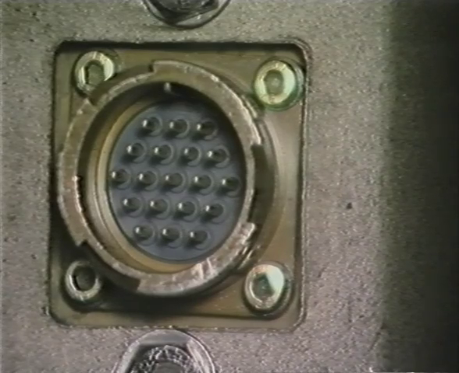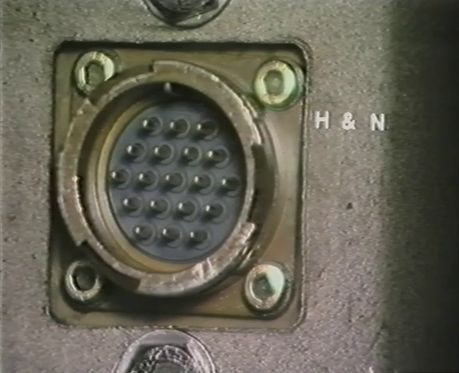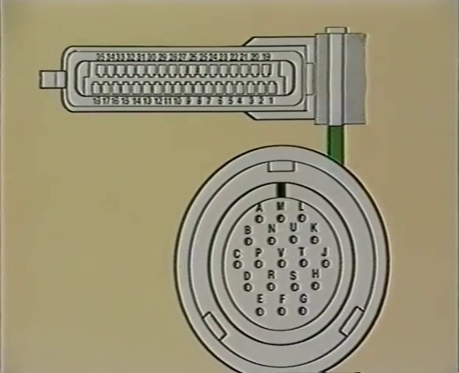Therefore, it will be necessary to carry out a resistance check on the lockup clutch solenoid on the gearbox socket pins H and N. And to check the cable for continuity, connect from H on the gearbox plug to 2 on the panel plug.